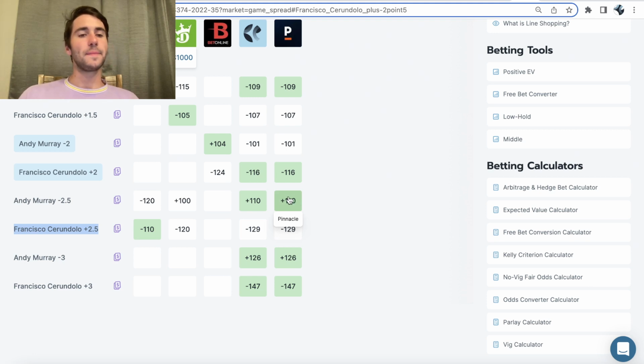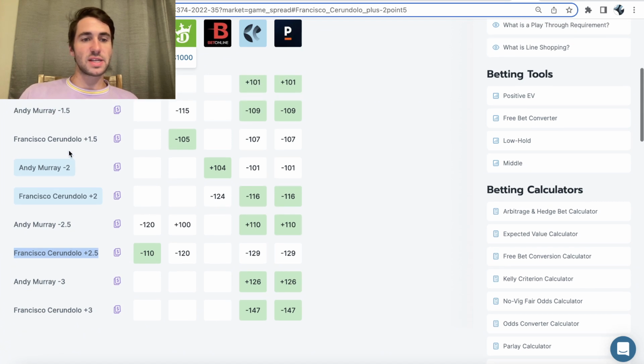The second point to note is that Bet Online is another offshore sportsbook. It's pretty smart, sharp, whatever you want to call it. Efficient betting market, low vig, low juice. What you'll notice is Bet Online doesn't offer these alternate game spread markets like Pinnacle does. They're not that sophisticated. All they're offering is +2, -2.